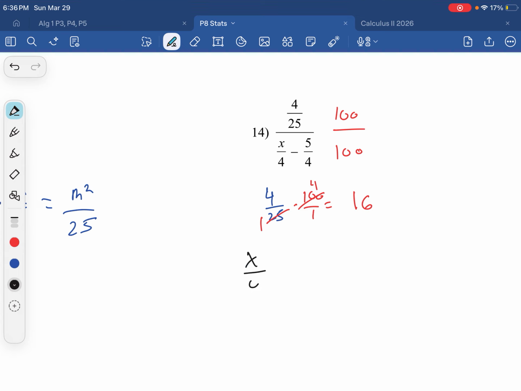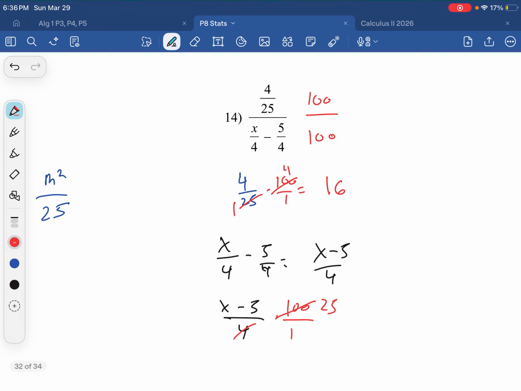x over 4 minus 5 over 4 is equal to x minus 5 over 4. So x minus 5 over 4 times 100 over 1. This is going to cancel and I get 25. So after I multiply, I get 16 over x minus 5 times 25, or 25 times x minus 5.